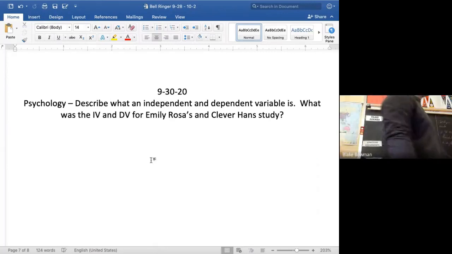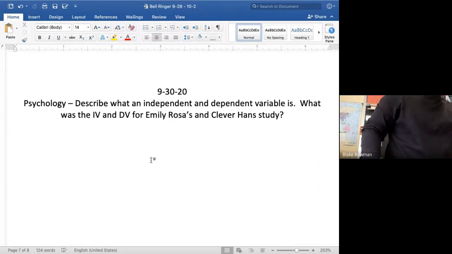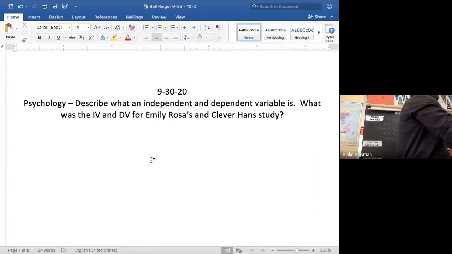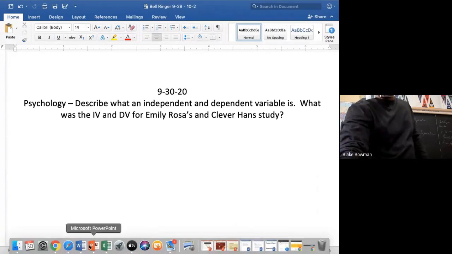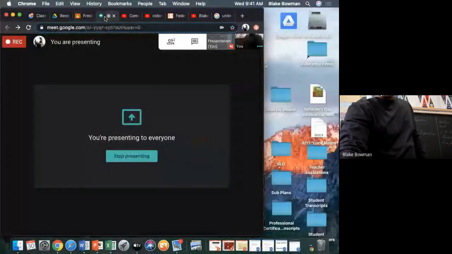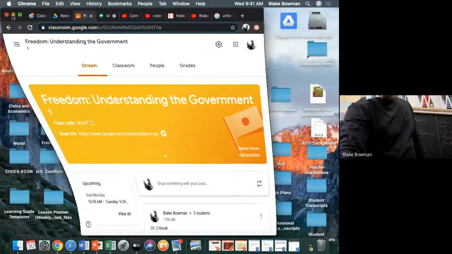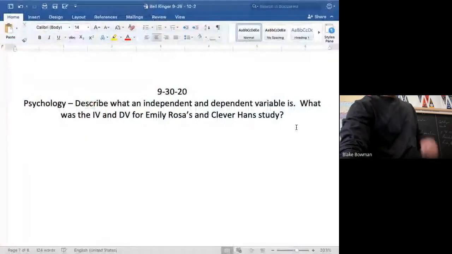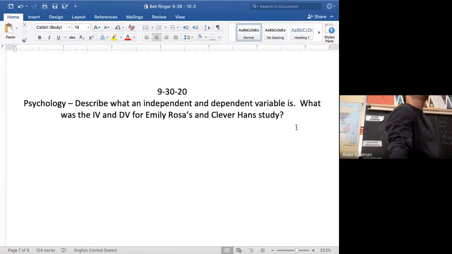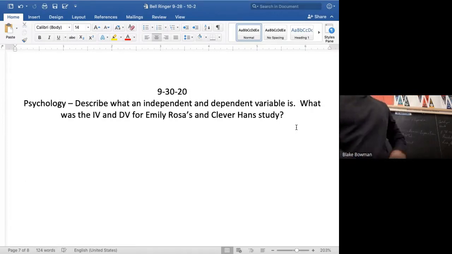All right, let's go over this. Describe what an independent and dependent variable is. What is an independent variable? Let me see if this is screen playing yet. Yep, good. Independent variable. Who would want to answer this one? Guess we're going to go down to 1 on this one. I'm just kidding, Lily. Go ahead, Katie.